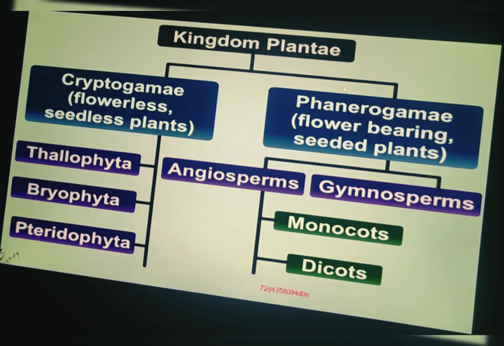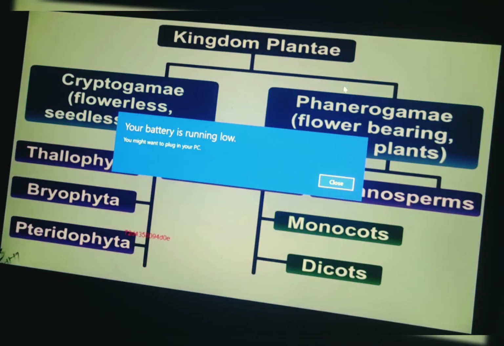Thallophyta, bryophyta, and pteridophyta are the three categories of cryptogamy. Phanerogamy is further divided into angiosperms and gymnosperms. Let us learn about each of these categories in detail.